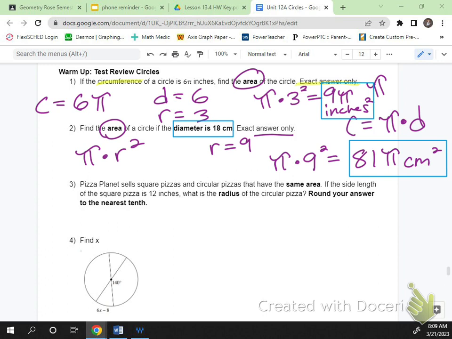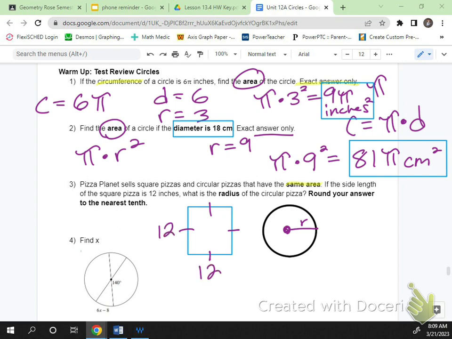Any questions? We've got the same area. If the side length of your square is 12 inches, we need to figure out the radius. Round your answer to the nearest tenth. So I've got a square, and we know from our last unit that a square has 4 equal sides, and we're told it's 12 inches. We're also told the areas are the same. What's the area of the square? 144. Yep, 12 times 12 was just 144.